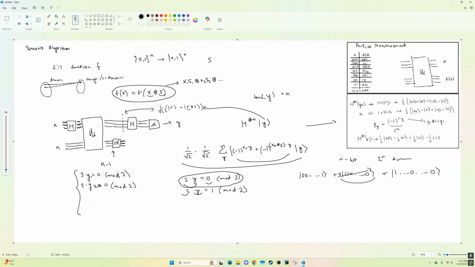And with n minus 1 equations, there's enough equations to solve the unknowns, and it returns 2 possible solutions. One, it returns a trivial solution where s is equal to all zeros. And the other solution is the actual secret string s that we're looking for.